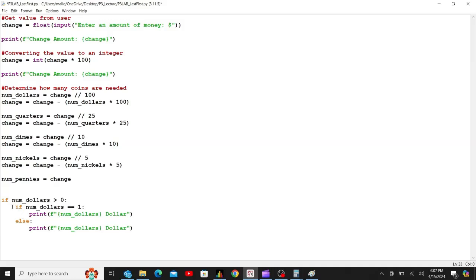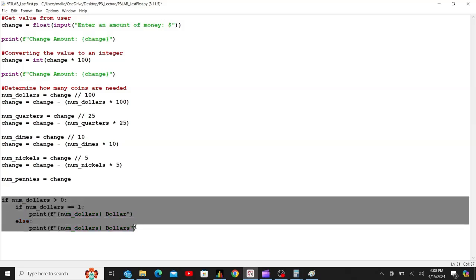If num dollars is greater than 0, we're going to check and see if it's equal to 1. If it is 1, we're going to print it out only with the word dollar. If it's not equal to 1, that means it has to be more than 1, and we're going to put an S on the end. And just like above, how we did the same sort of action for each coin, we're going to do exactly the same thing with this.